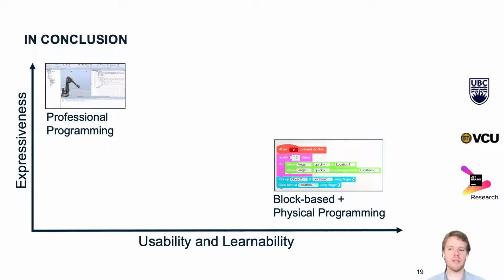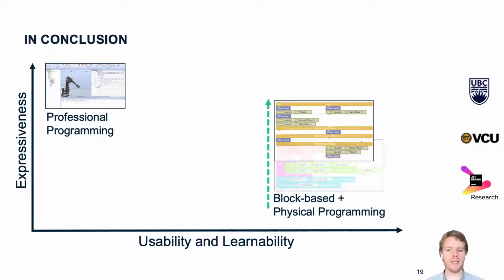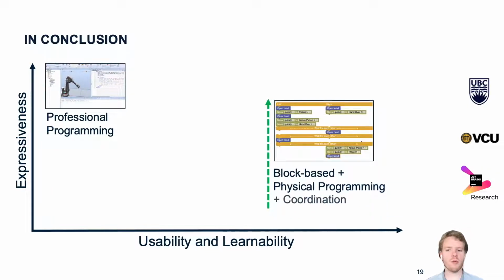In summary, if we consider the trade-off between expressiveness and usability and learnability, professional robot programming and the previous work on block-based programming were on 2 opposite ends of the spectrum. One was hard to learn but highly expressive, while the other was simple but not expressive enough to solve many practical tasks. We believe that our way to support coordination was able to overcome this limitation and make block-based programming practically useful without making it harder to learn.